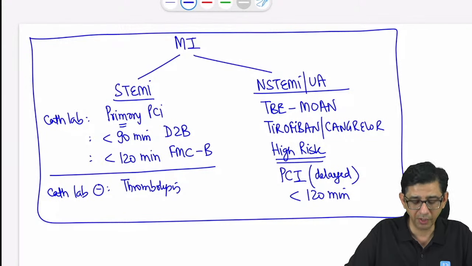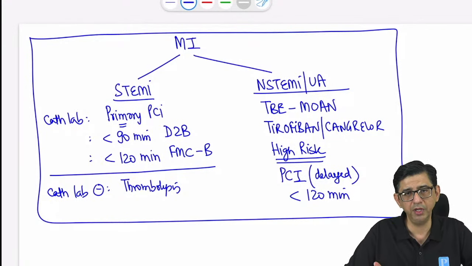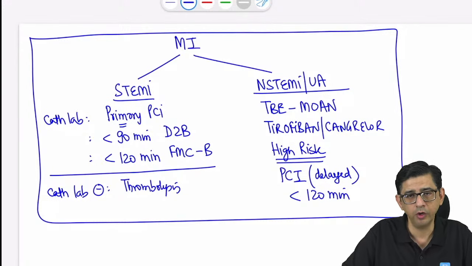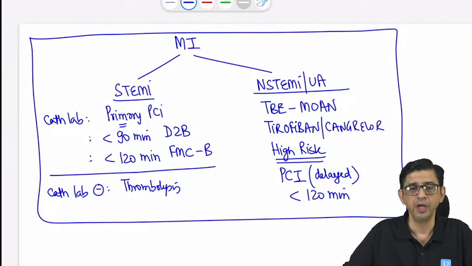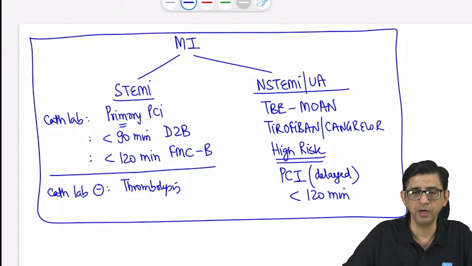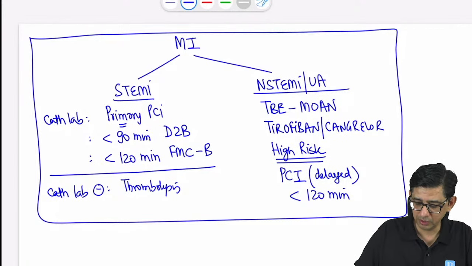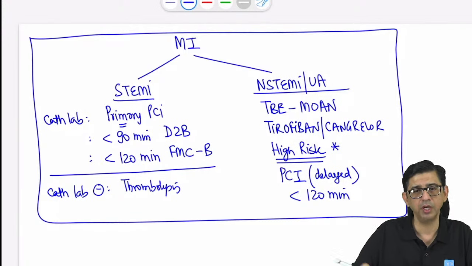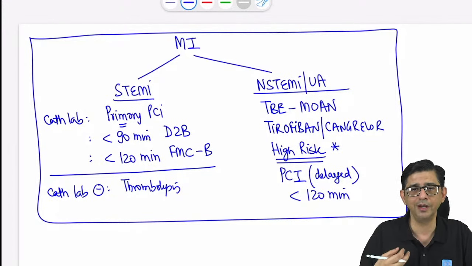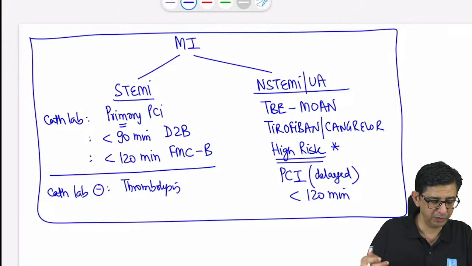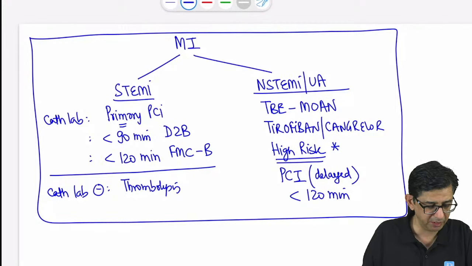The only thing is, if I say straight away primary, that means that we are going to take up every case. Here we are not going to do stratification. I'm not going to say low risk, moderate risk, high risk. I mean, all cases of ST elevation MI are straight away taken into the cath lab. But in non-ST elevation MI, the cardiologist has to take a call. Should I take him up in the cath lab? Should I not take him in the cath lab? That is why this hiccup is present, that we call it a delayed percutaneous coronary intervention. So I hope that makes it understandable.